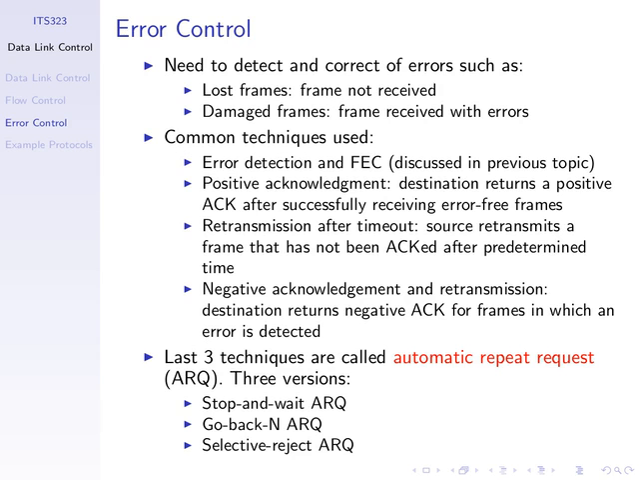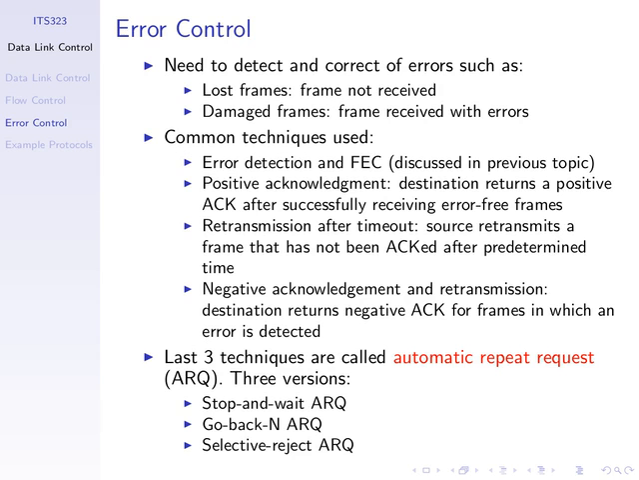Other approaches use positive acknowledgements. Send a frame. If the destination receives the frame, it sends back an acknowledgement saying, thank you, I received your frame. It's a positive acknowledgement in that it's giving the source a positive indication that it's been received. So that's one approach we'll cover. If we don't receive an acknowledgement, so I send a frame, I'm waiting for an acknowledgement. If I don't receive one within some timeout period, then I may retransmit that frame. So that's another technique we use. A source retransmits a frame that has not been acknowledged.